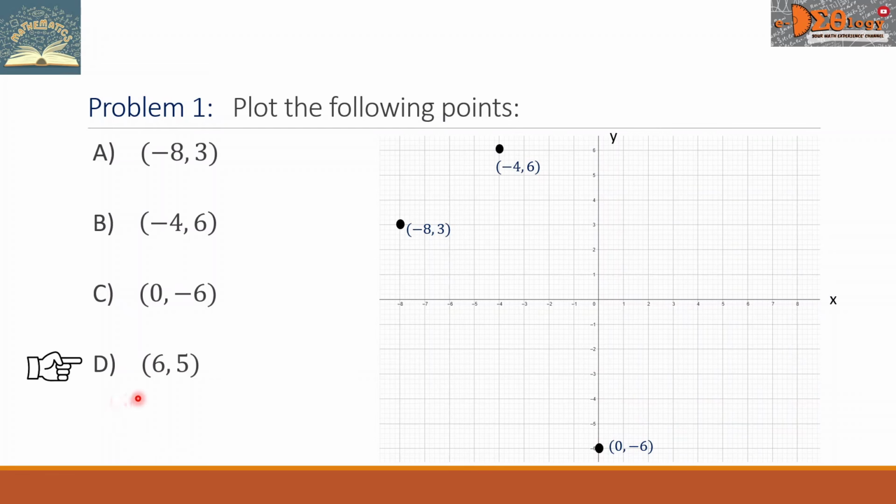Then point D, 6, 5. 6 for the x, 5 for the y. And the point is here. We write the coordinates near that point.